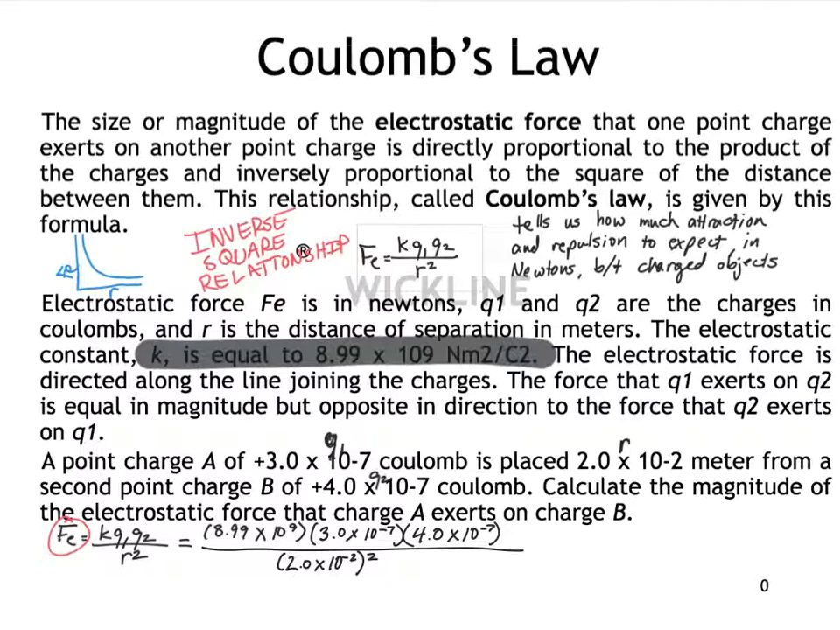Now, as always, I suggest only doing the highlighted operations first, which is to say that we'll do 8.99 times 3 times 4, and then we'll divide it by the 2 squared, or 4. Now, after you do all that, you get 26.97. Now, to finish out this equation, we need to take care of these exponent values, which I'm highlighting now.